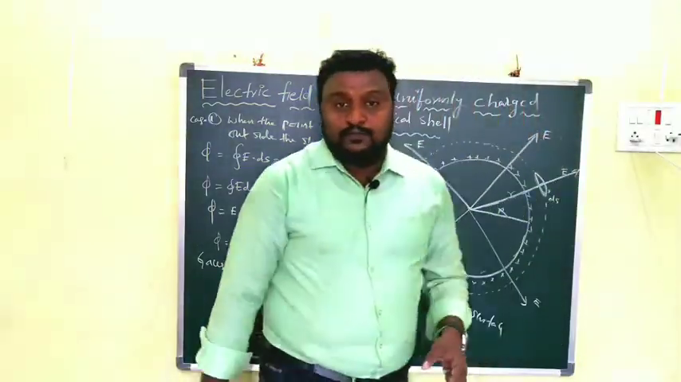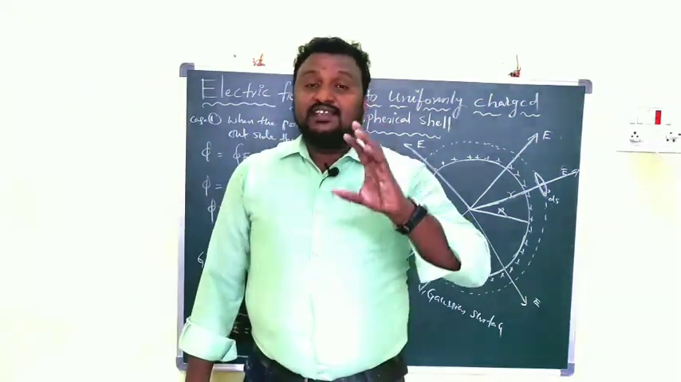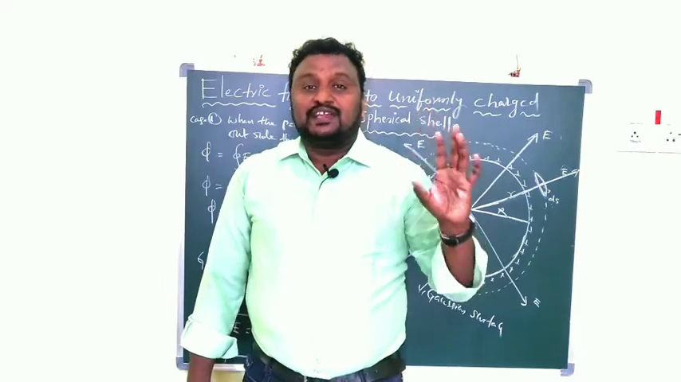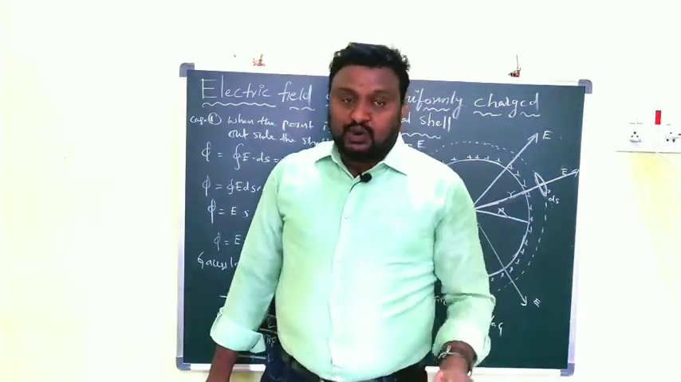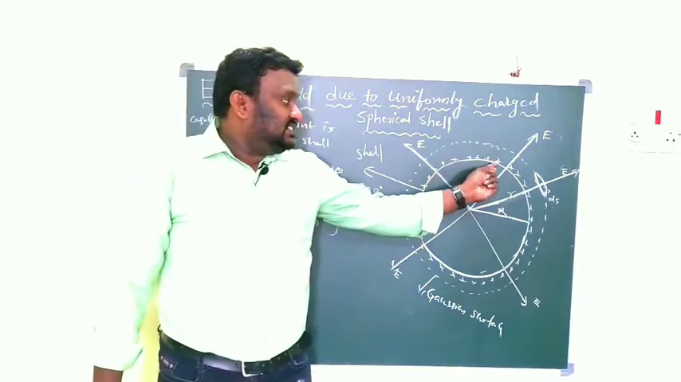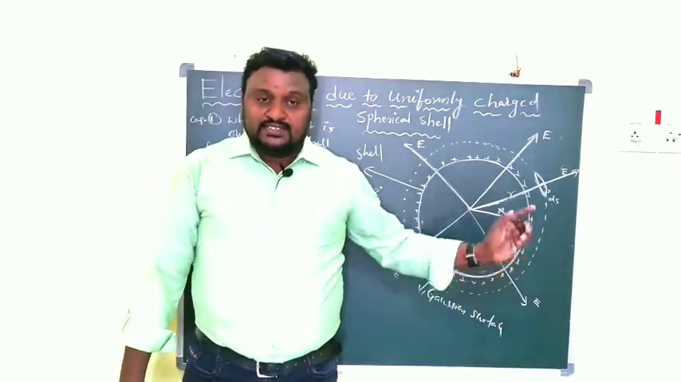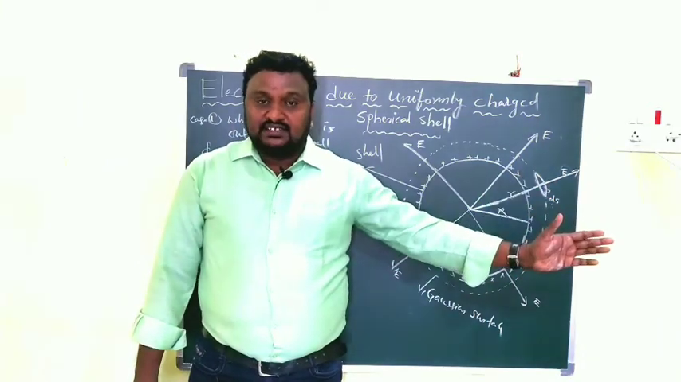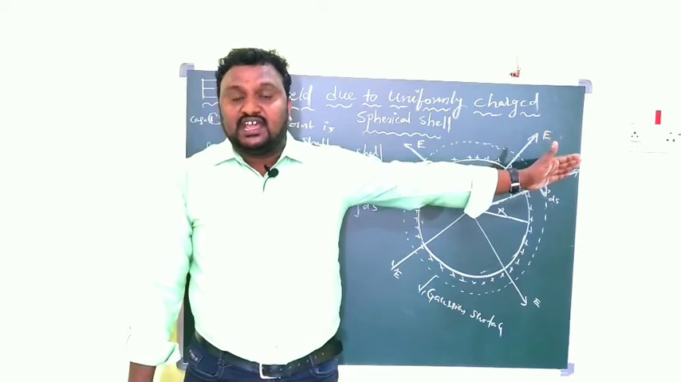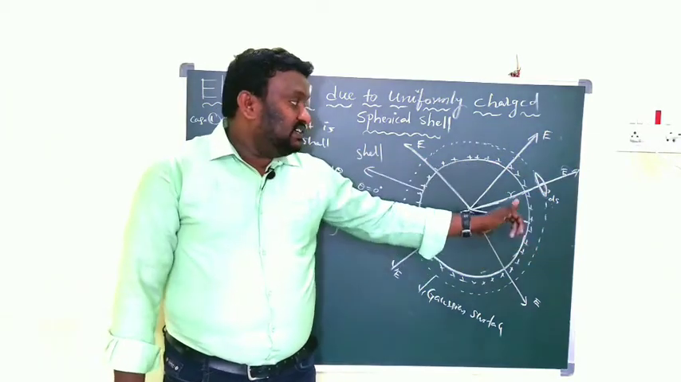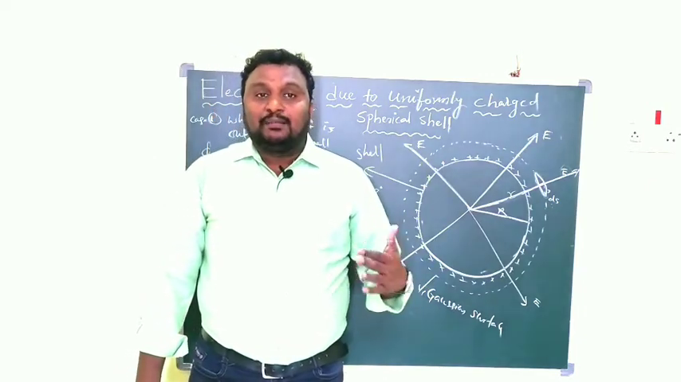First thing is, we want to find out the electric field intensity for a uniformly charged spherical shell. So for that, first we have to go for one assumption. Let us consider this is a spherical shell that is positively charged. That's why the electric field is radially outwards. In this case, small r is greater than capital R.